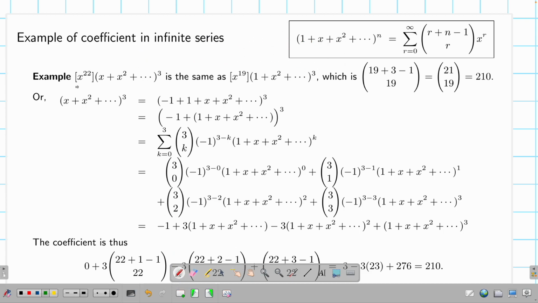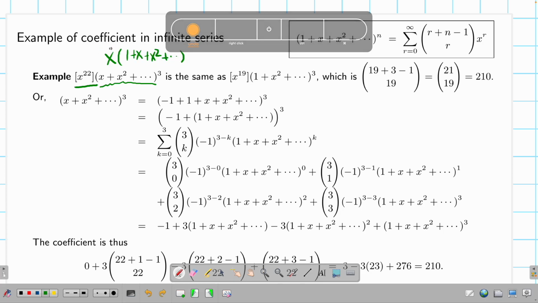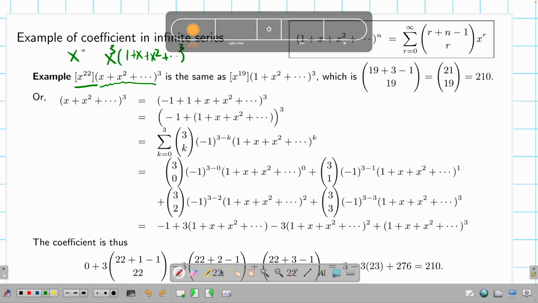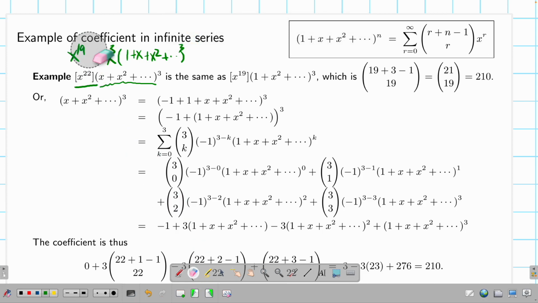For example, I want to find the coefficient of x^22 in this expression. Everything here has an x, so I can factor it out. I will have x times 1 plus x squared plus so on, the whole thing to the power 3. The coefficient of x^22 of this is the same as, I don't care about this x^3, I just care about x^19 in the remaining part. So that is this thing.